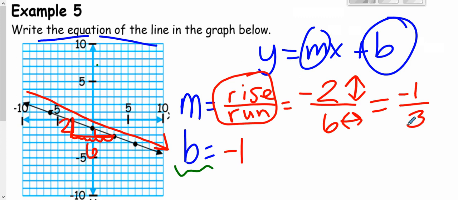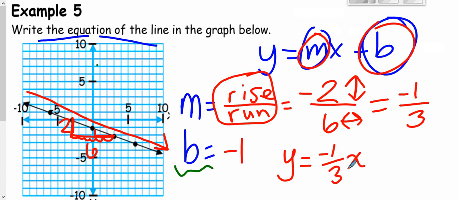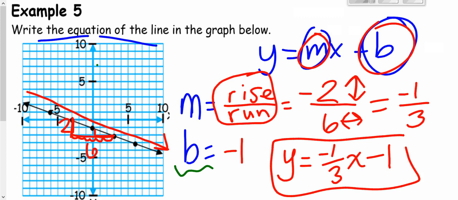Awesome. Our y-intercept is -1. We're just going to go plug those in. So what is my final equation of the line? y equals -1/3 x minus 1. This time, instead of just being given the slope and y-intercept, we have to go find the slope and y-intercept. So let's try another one.